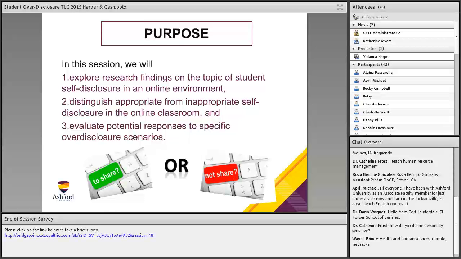Now, some of you may have attended one of our research presentations last spring where Dr. Gesn and I presented the results of our study that we conducted here at Ashford University. In our study, we presented students and faculty with examples of student discussion post responses and had the study participants rate the posts and the student authors on a number of dimensions.